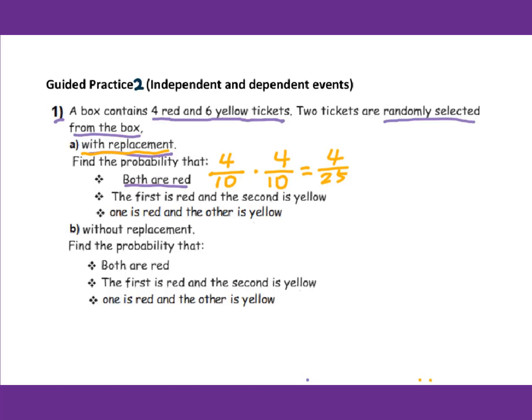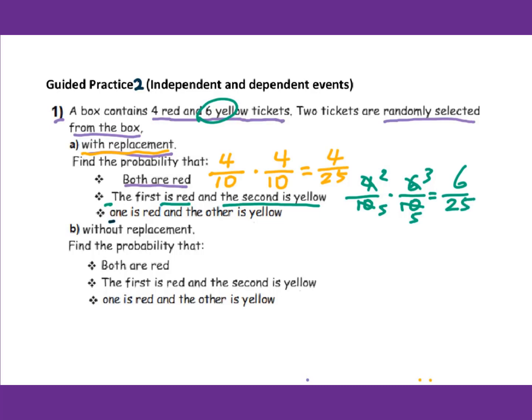Let's go to this one. The first is red and the second is yellow. The first is red means 4 out of 10. Second is yellow. How many yellow? We have 6, 6 out of 10. So you reduce, 3, 5, 2, 5. So we have 6/25.